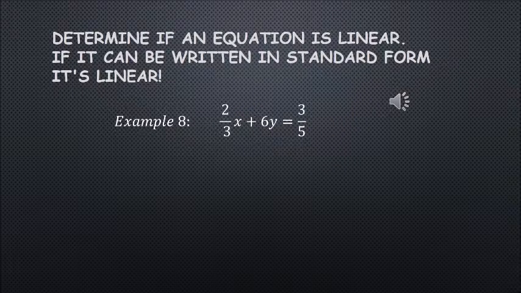And the last example we will work together is example 8. 2/3 x plus 6y equals 3/5. More fractions. We have to multiply to get rid of the fractions. If I multiply by 3, I'll cancel the fraction on the left side, but not the fraction on the right side. If I multiply by 5, I'll cancel the fraction on the right side, but not the fraction on the left side. So what will 3 and 5 both divide into? And that is 15. I will multiply both sides of the equation by 15.